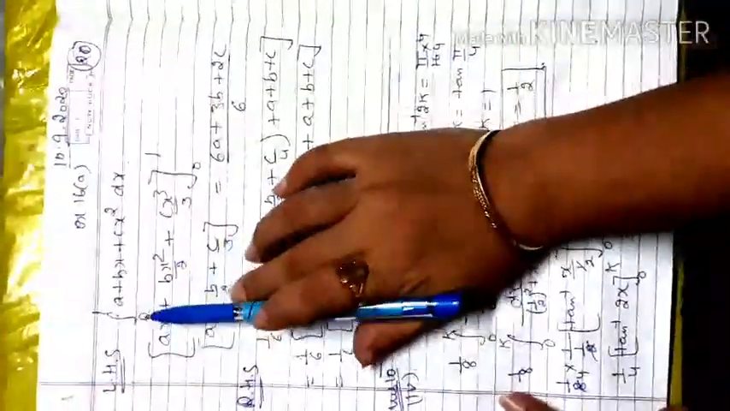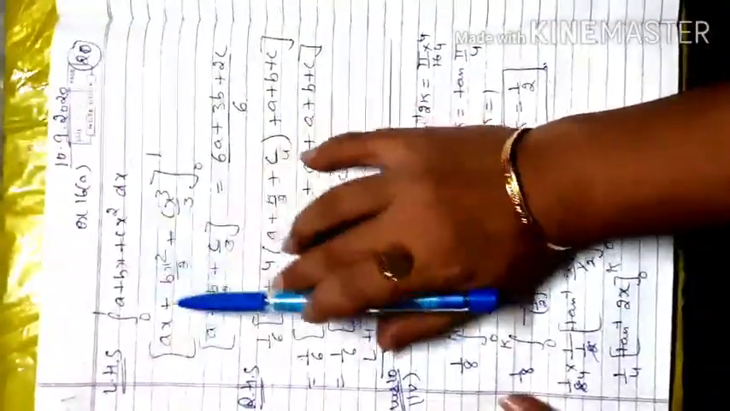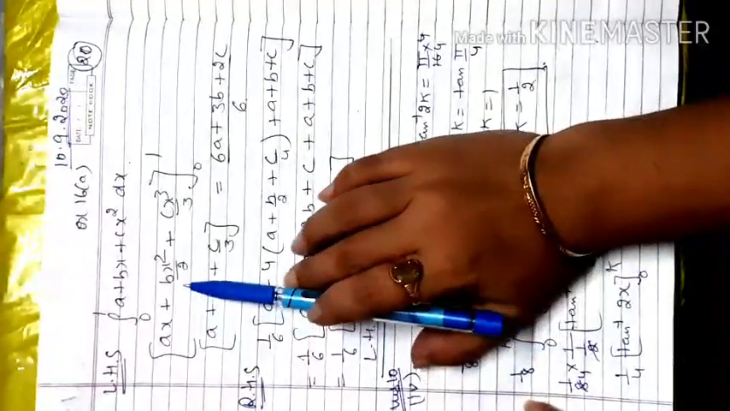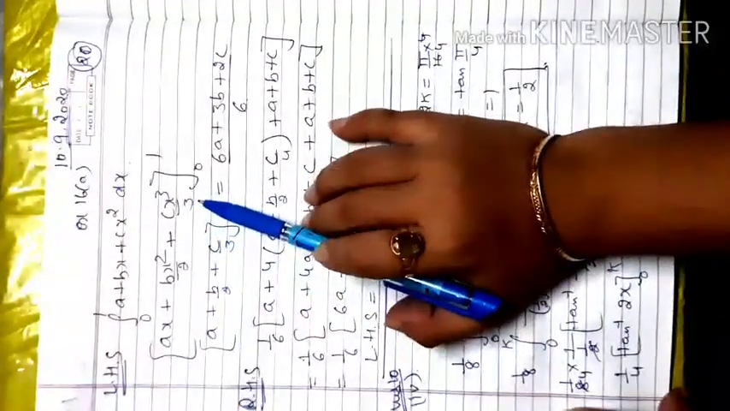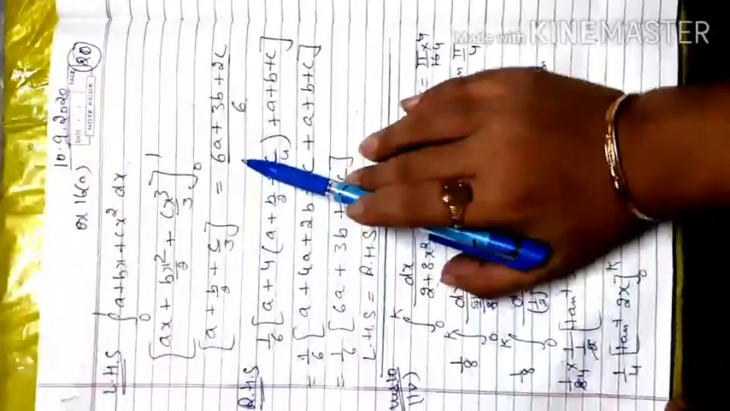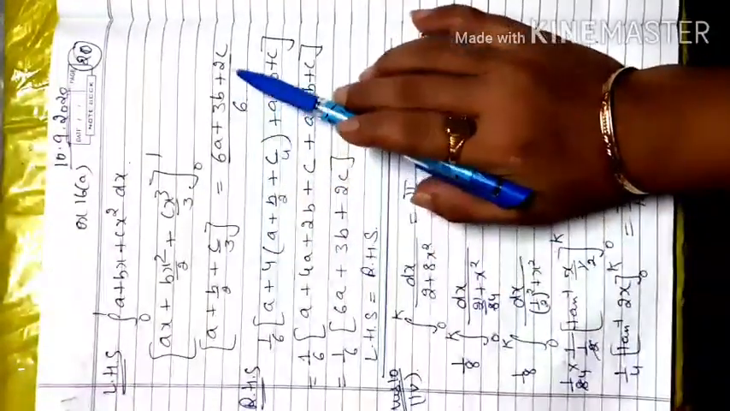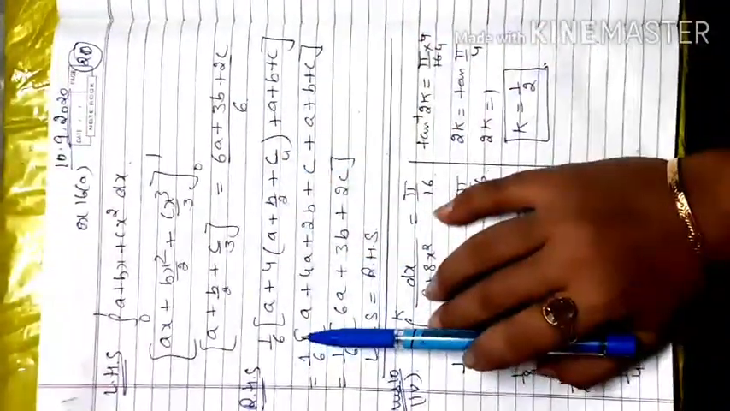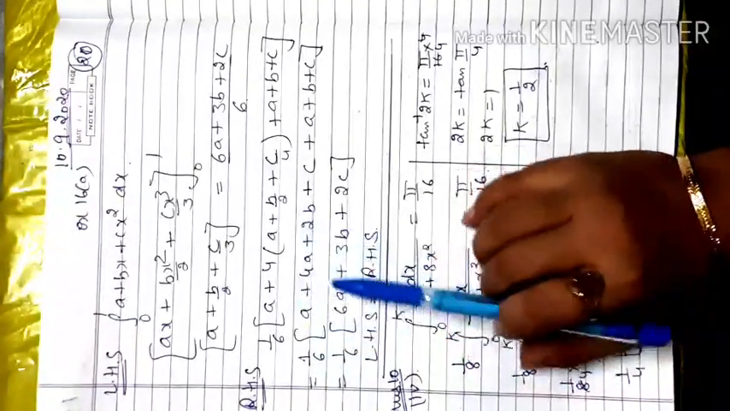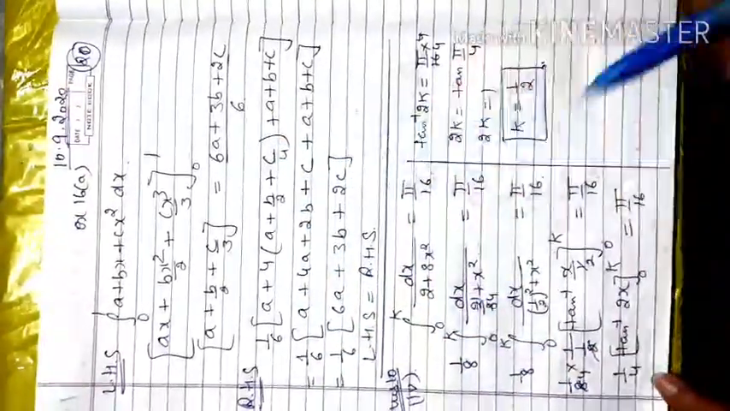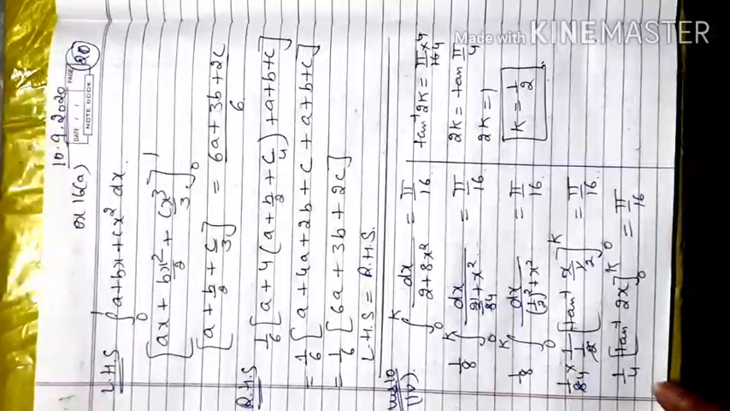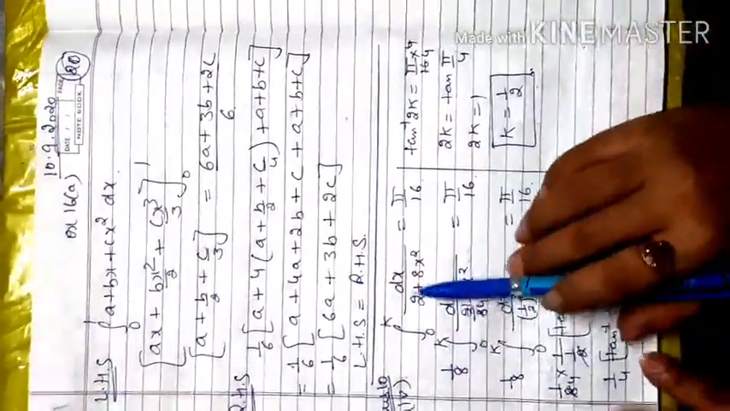On the left hand side, the integral from 0 to 1 of a plus bx plus cx square. After integration you will get ax plus bx square by 2 plus cx cube by 3. After applying the limit you will get 6a plus 3b plus 2c by 6. On the right side, when you apply the direct values in the function, you will get the same value as the left hand side.